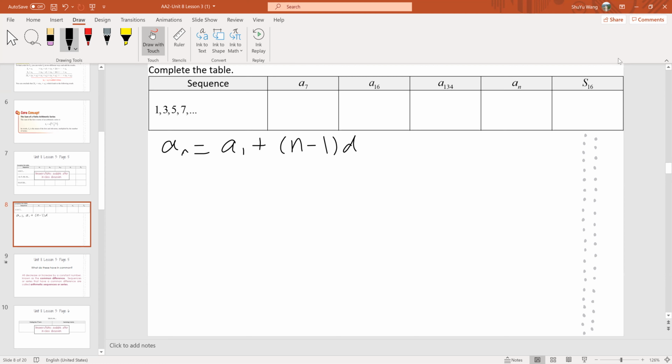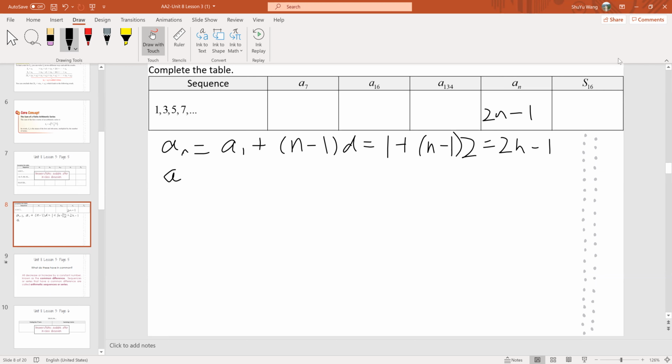Okay, so in this case, you want to plug in the first term with 1 and d with 2. Okay, so if you rewrite this expression, you get a sub n equals 2 times n minus 1. So we can fill in these blanks: 2n minus 1.